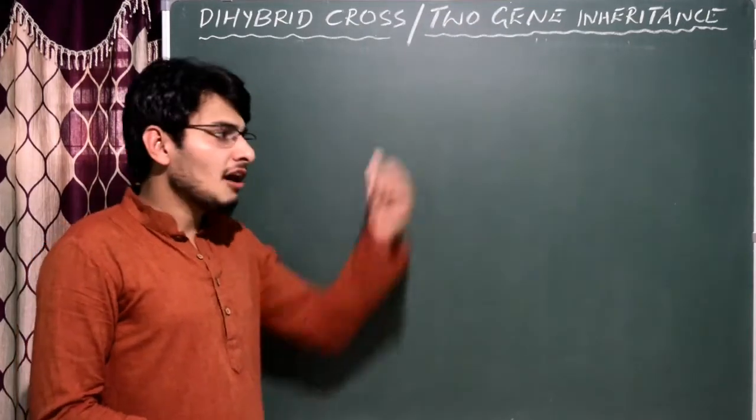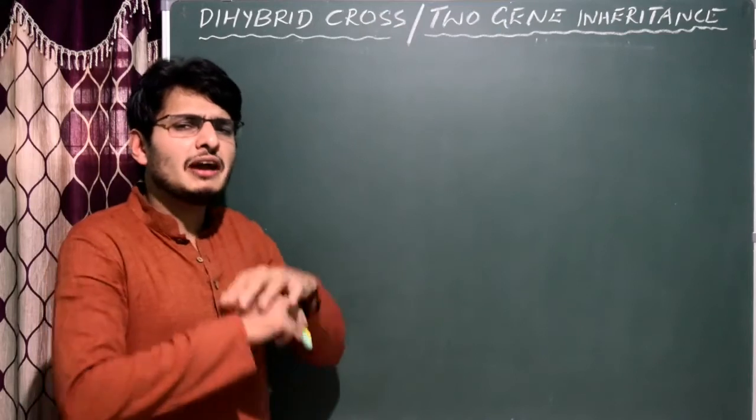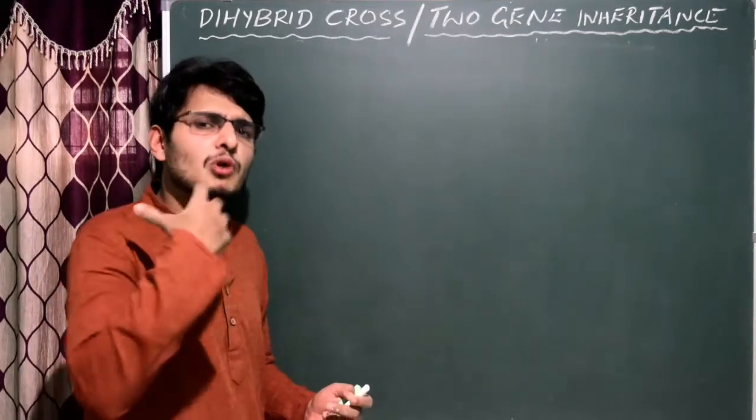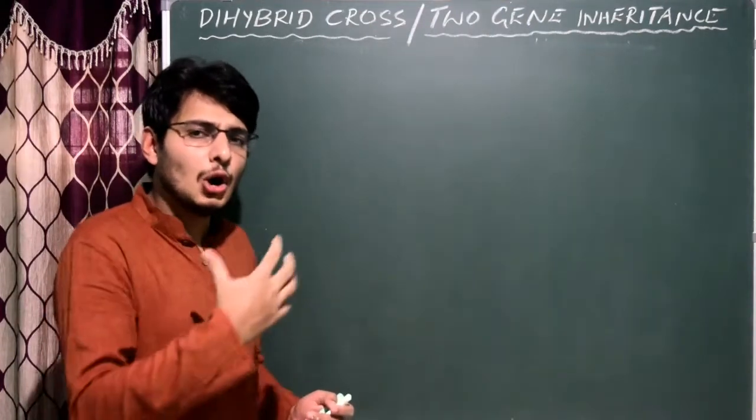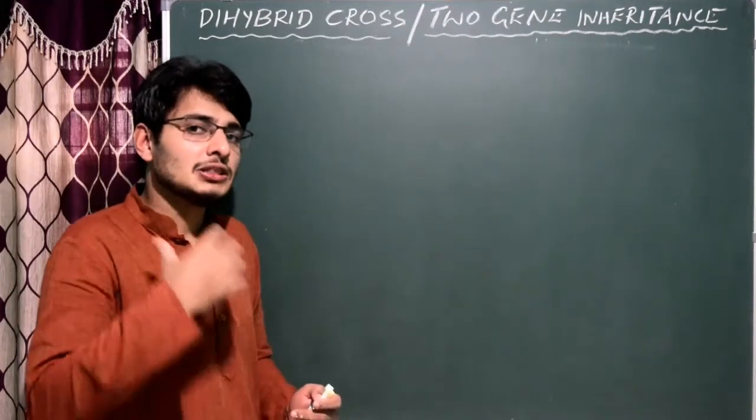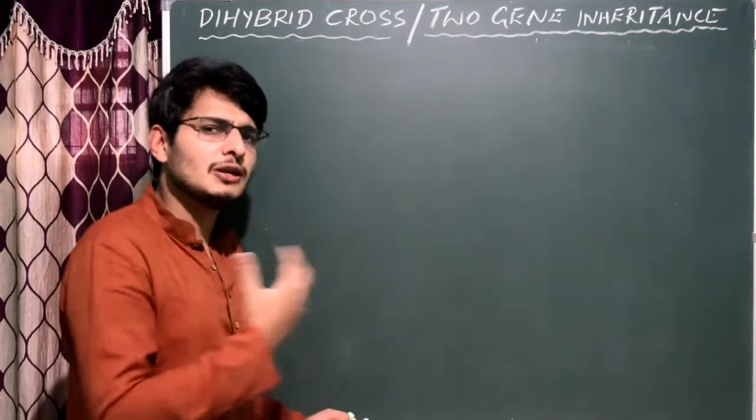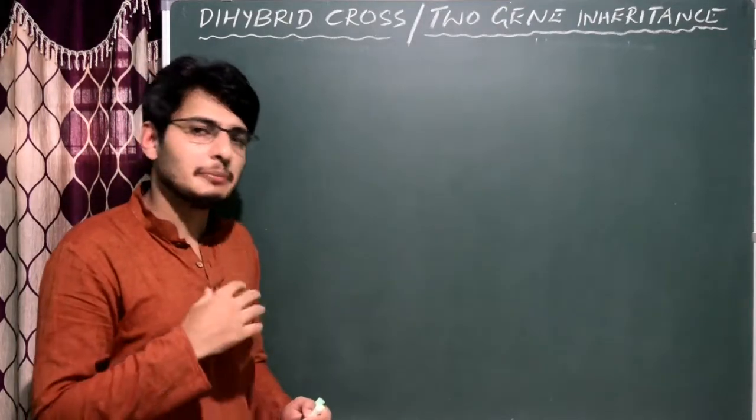Now, Mendel, after conducting this experiment, got different results. Based on it, he formulated one more law, or general rule, that is the law of independent assortment. First we see the experiment, and after that let's understand the law of independent assortment.